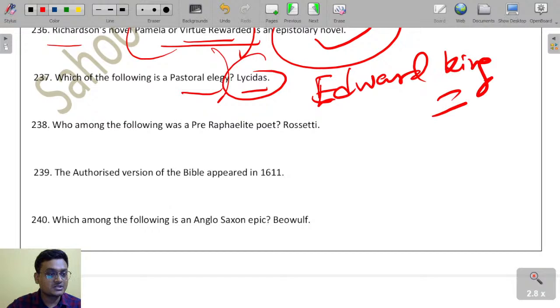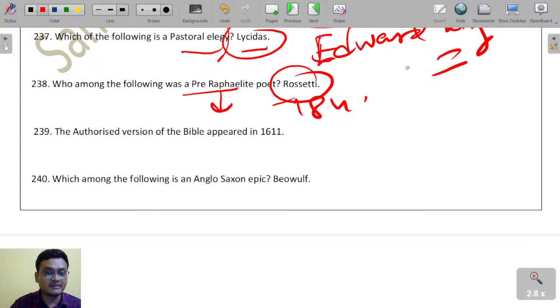On the death of Edward King. Who among the following was a pre-Raphaelite poet? Rossetti. The Pre-Raphaelite movement first started in 1848. The authorized version of the Bible appeared in 1611, in the time of King James the First.